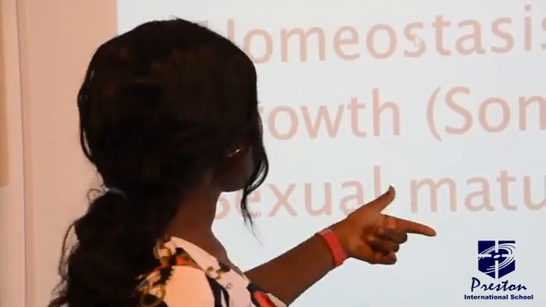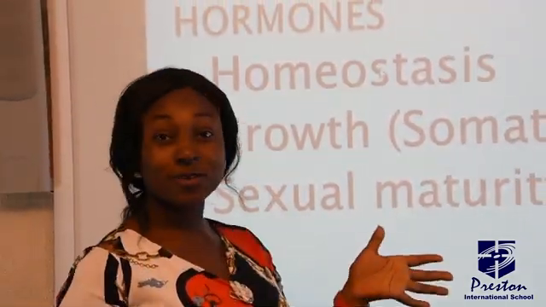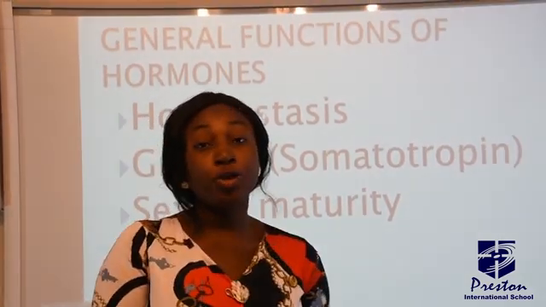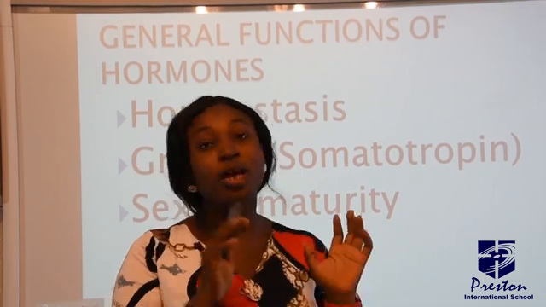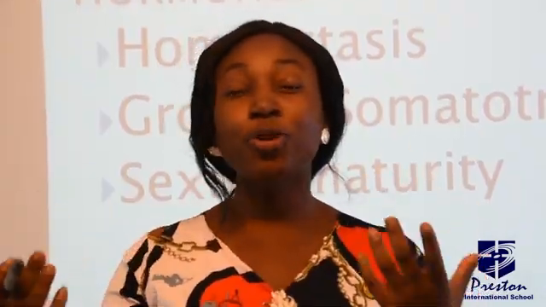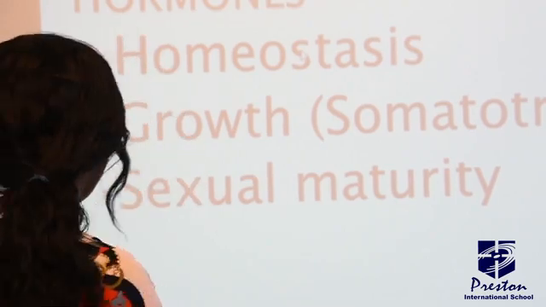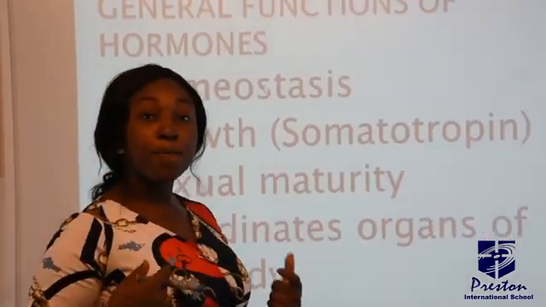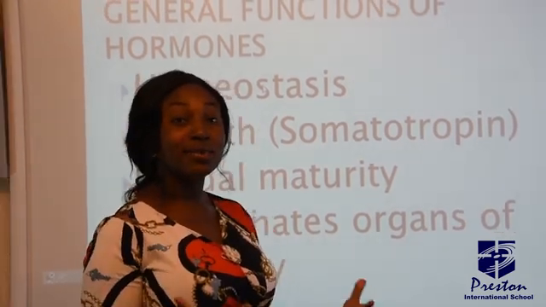Now, we also have hormones for sexual maturity. Just like I showed you before, the testicle is a gland, anyway. It will produce a hormone called testosterone, and it will help in the development of the secondary sexual characters in males. We also have it in females. These will be discussed in our class tomorrow. Then the last one is to coordinate the organs of the body. Hormones help to coordinate the organs of the body.